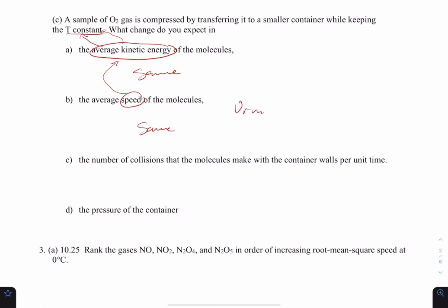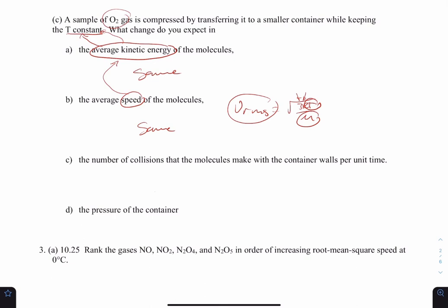If we look at the equation, u_RMS is equal to the square root of 3RT over M. If M is constant, we're not changing the identity of the gas. It's still O2, and the temperature is constant. R is constant, 3 is constant. The speed is not going to change. It's going to be the same.